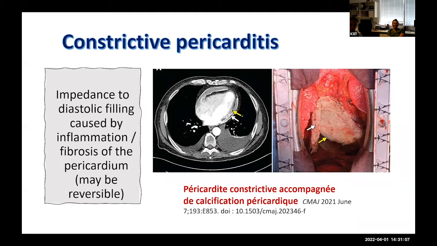So I'm going to say a few things about constrictive pericarditis. Now, this is impedance to diastolic filling that's caused by inflammation and tightening or fibrosis of the pericardium. It doesn't always mean that it's irreversible. If, for example, it's got an inflammatory course and it's relatively early in the disease, you can sometimes treat it with steroids and get resolution of the constriction.